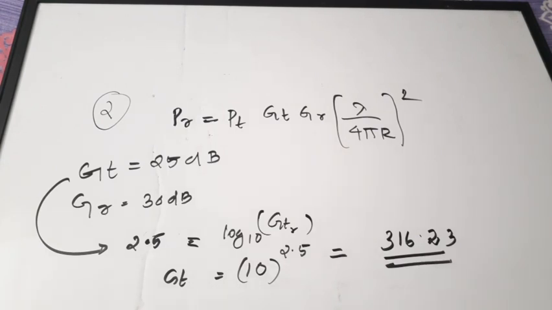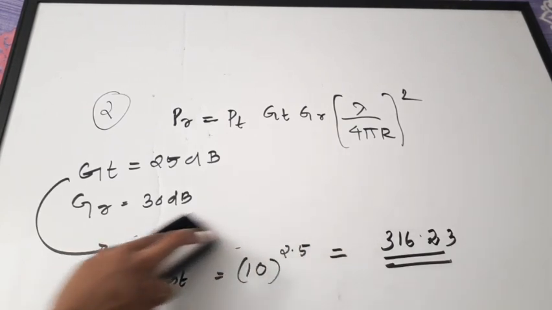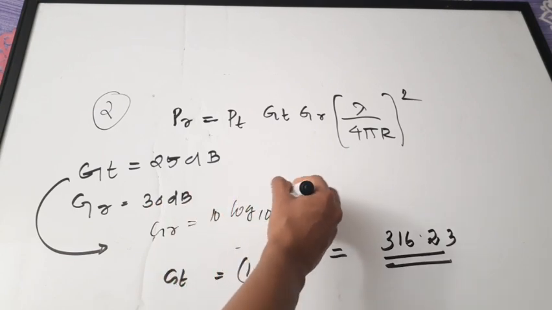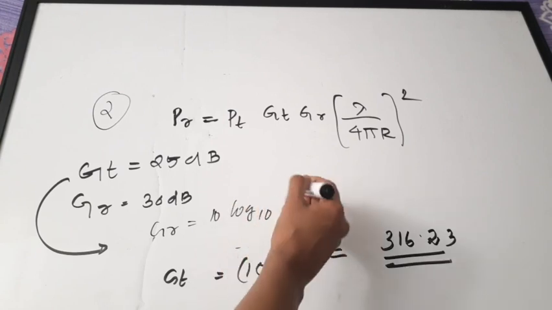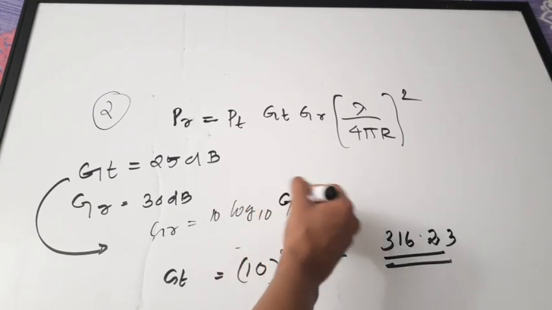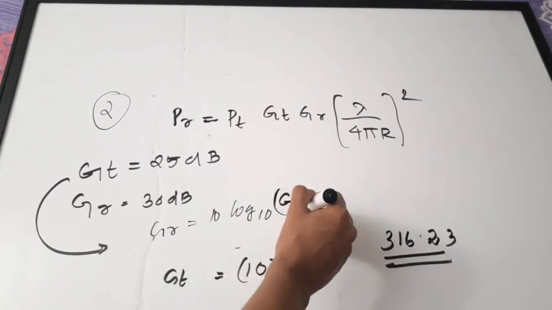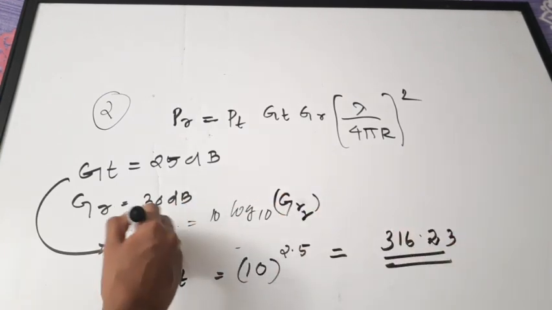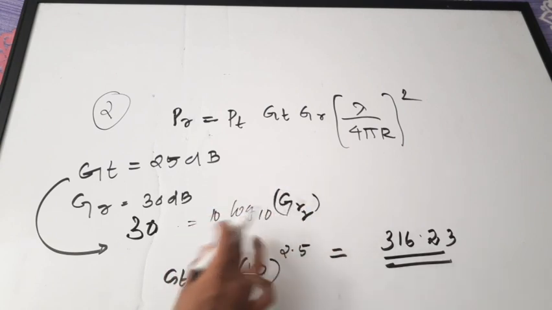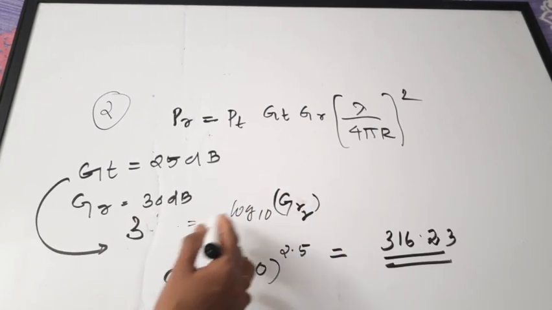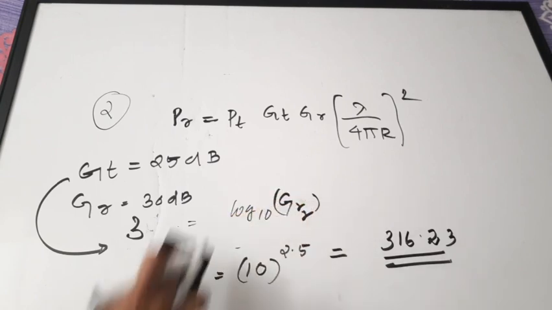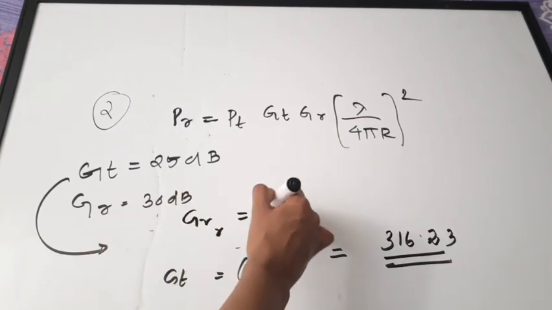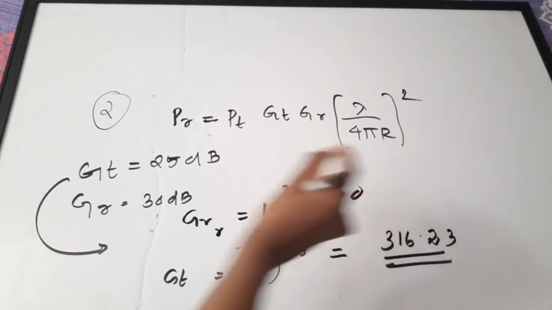Similarly, you can find GR, convert dB back to ratio. So we'll do the same step. GR is equal to 10 log 10 GR, the value we actually require. This value is given. What is the value? It is 30. 30 equal to 10 log 10 GR. So 3 equal to log 10 GR, or GR value in ratio is equal to 10 raised to 3, or 1000. So this is our GR value.